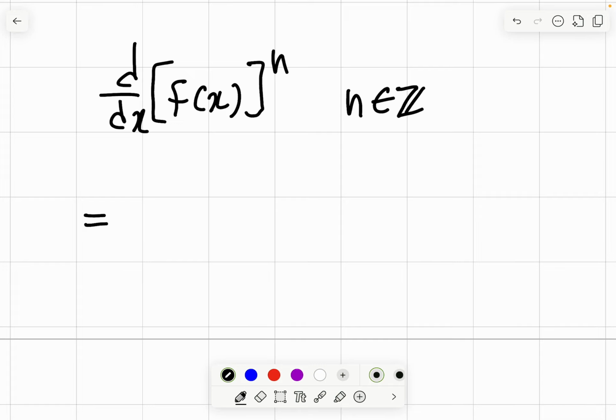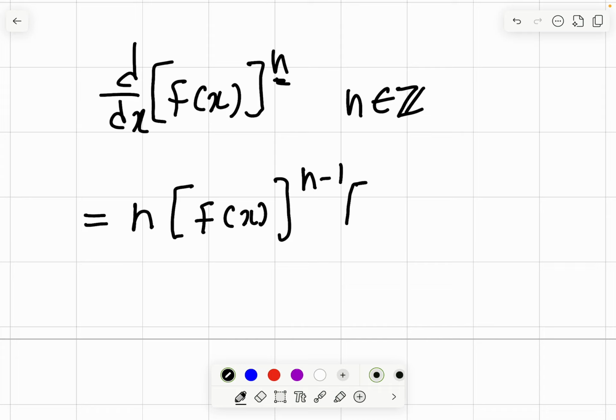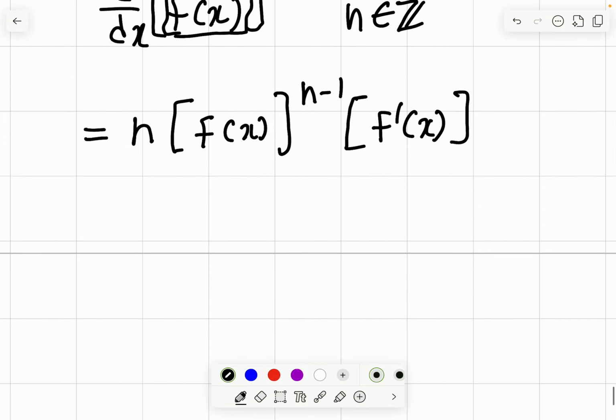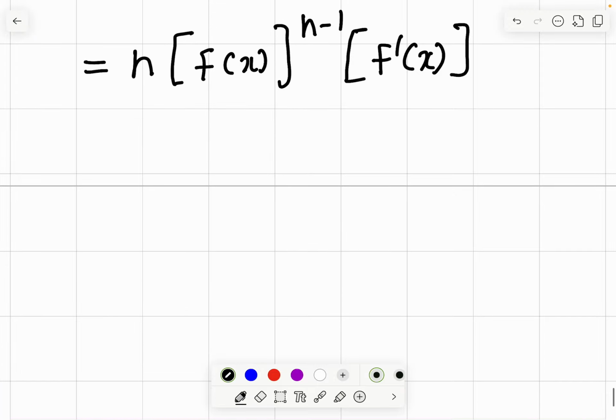For the derivative of that thing, you are going to take that exponent n, you drop it, you keep the inner function, then you subtract 1 from the exponent, then you multiply by the derivative of whatever is inside the whole function. Or you multiply by the derivative of the inner function. Understand? And another way can be like this.